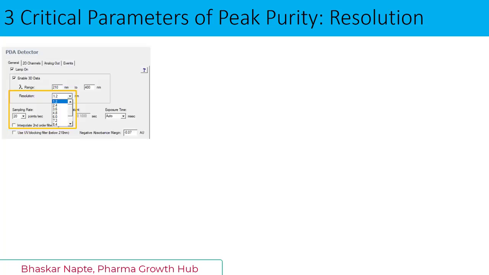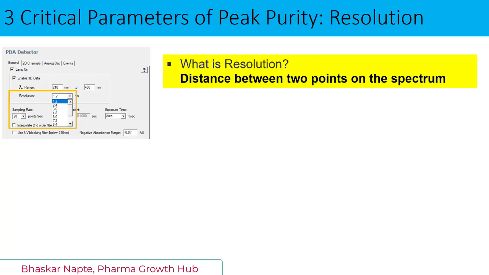So here is the screen of the Empower software, and the resolution can be given in the range of 1.2 nanometer. So what should be the exact resolution? But before that, let us understand what is meant by resolution. And here is the definition. Resolution is nothing but the distance between two points on the spectrum. If you look at any spectrum, it is actually plotted by connecting the dots across the spectra.